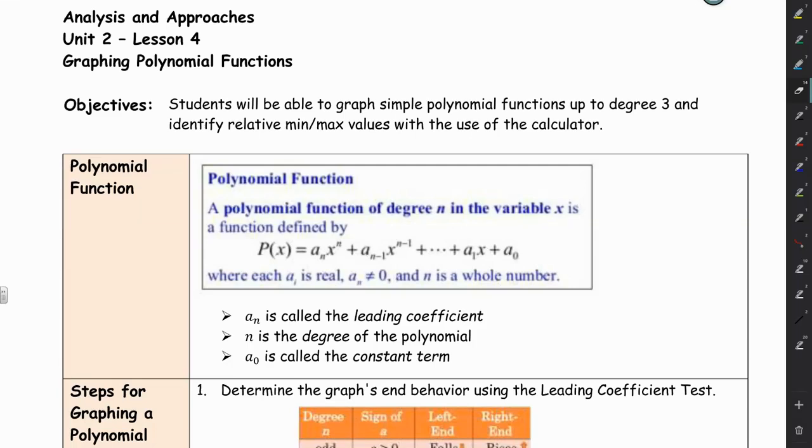Hi everyone, in this lesson we're going to learn how to graph polynomial functions. On this first page I have some definitions for you to take a look at. First of all, a polynomial function is a function of degree n, and I have an example there. A sub n is always going to be our leading coefficient. N is the degree of the polynomial. And a sub 0 is what we call our constant term.